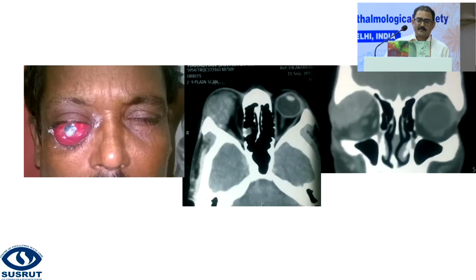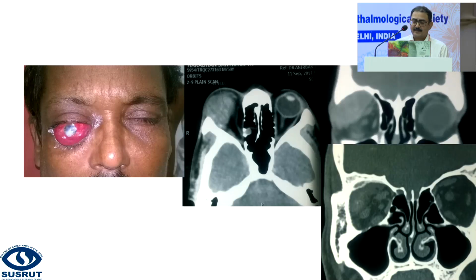Okay, this patient presenting with exposure keratitis with a lot of chemosis, but the scan shows that there is a mass lesion in the lacrimal gland. And is there anything else you want to see? Okay, I'll show you the bone windows. Do you see something here?